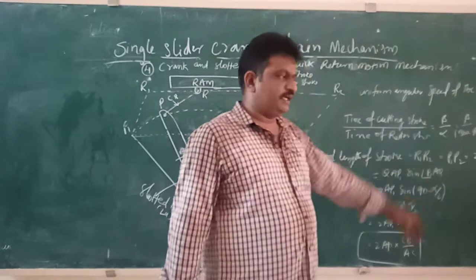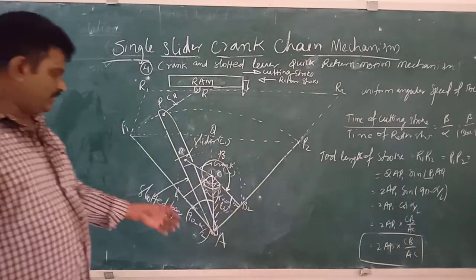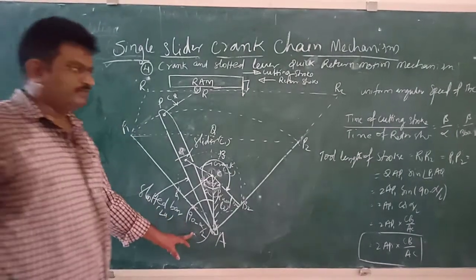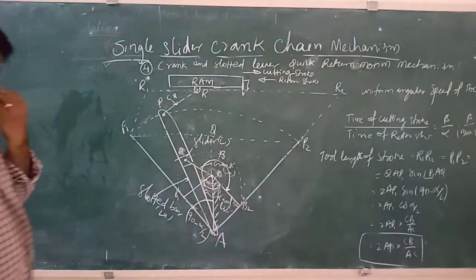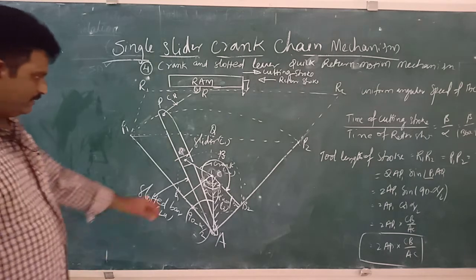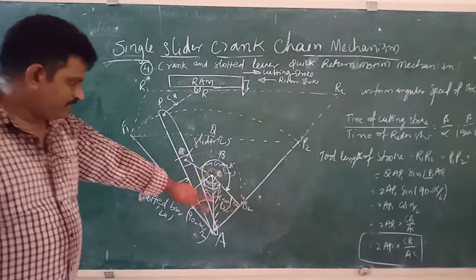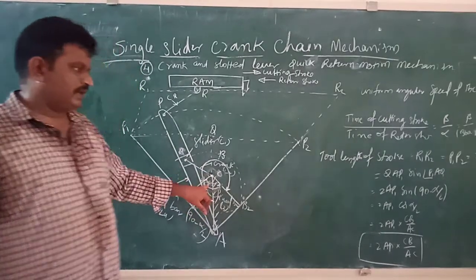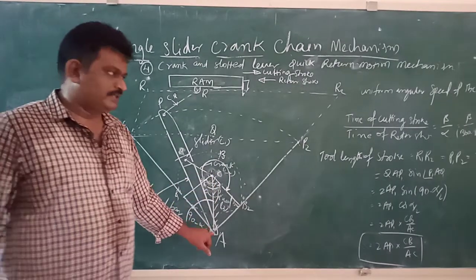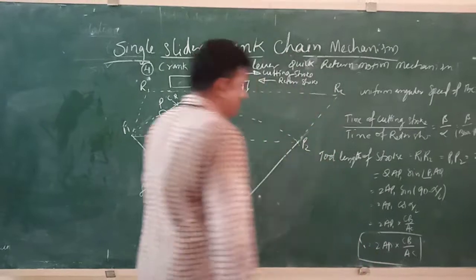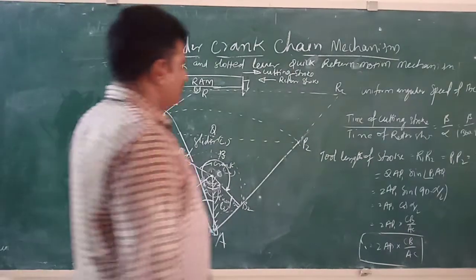So AP1 sin of the angle P1AQ. Simplifying further, the sin of the angle 90 minus alpha by 2 means cos alpha by 2. So 2 into AP cos alpha by 2. Again, cos alpha by 2 can be determined from the small triangle CB1A. Taking CB1A, we get alpha by 2, and from there cos alpha by 2 equals CB1 by AC. The value is substituted here. So this is called the tool length of stroke.